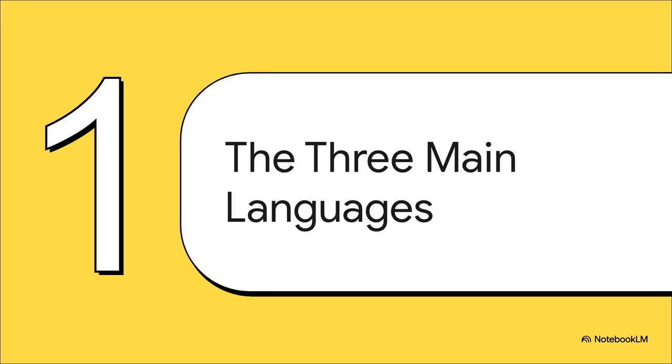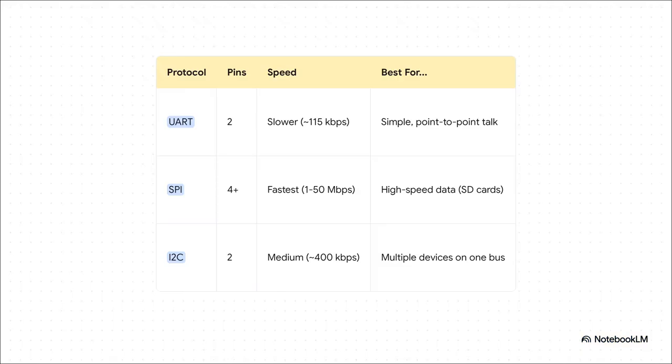Now, inside that world of serial communication, there are a few dominant languages, a few heavy hitters that you are absolutely going to run into. So we're going to focus on the big three that you'll see in nearly every single project out there. And here they are, at a glance: UART, SPI, and I2C. You can see the trade-offs right away, can't you? UART is super simple with 2 pins, but it's also the slowest. SPI is an absolute speed demon, but it needs more wires to work its magic. And then there's I2C, the master of efficiency, letting you hook up a whole bunch of devices with just 2 wires. Let's break them down one by one.